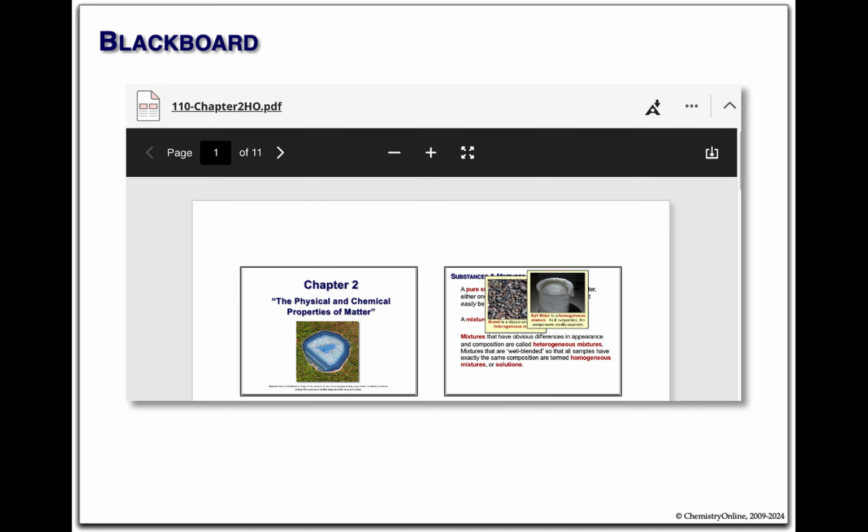Download it. If you're using Chrome, up in the corner here, it'll probably show something. You can click on it, it will open the PDF. If you're not, just download the PDF, open it separately, and print.